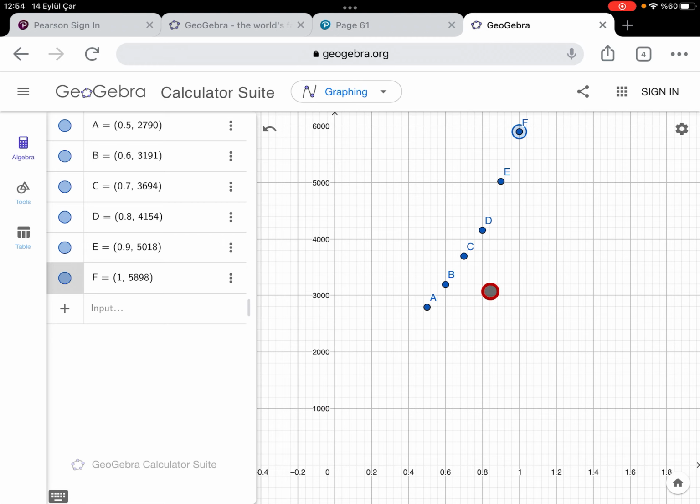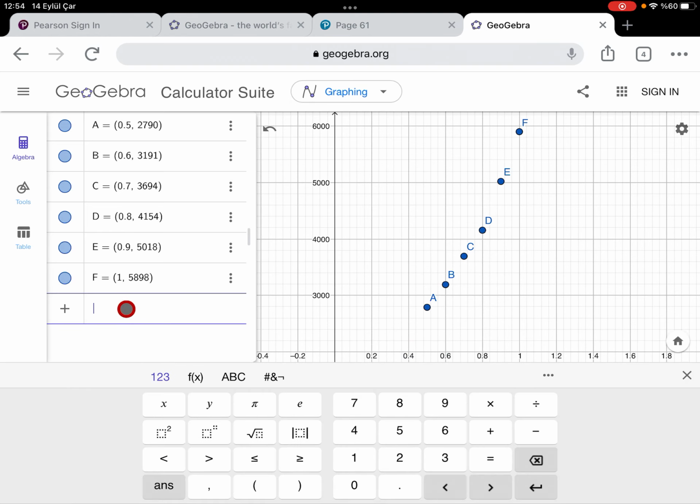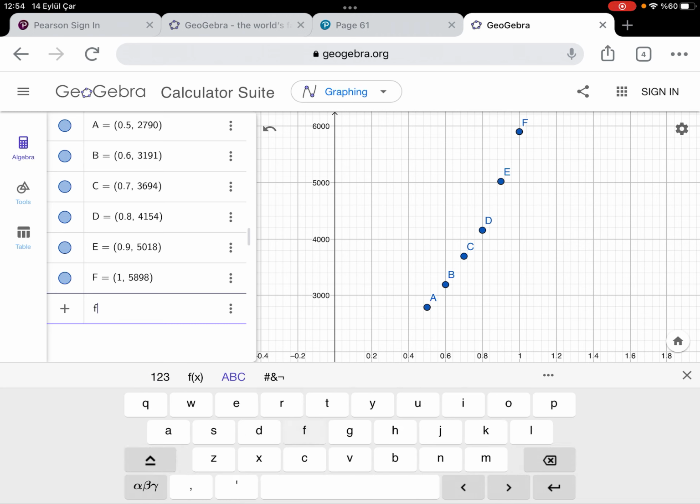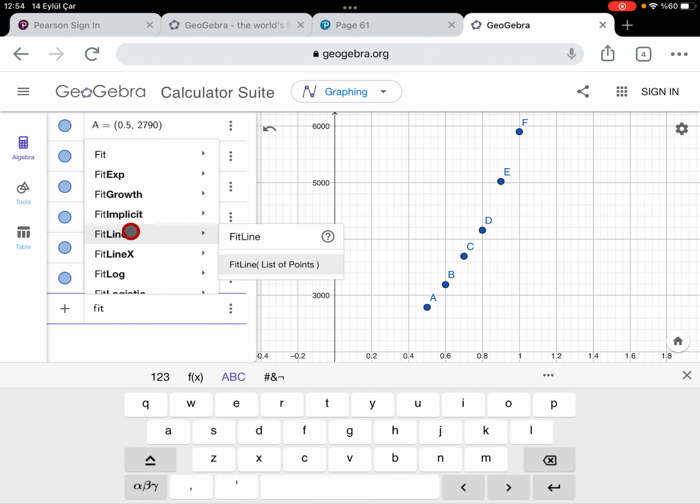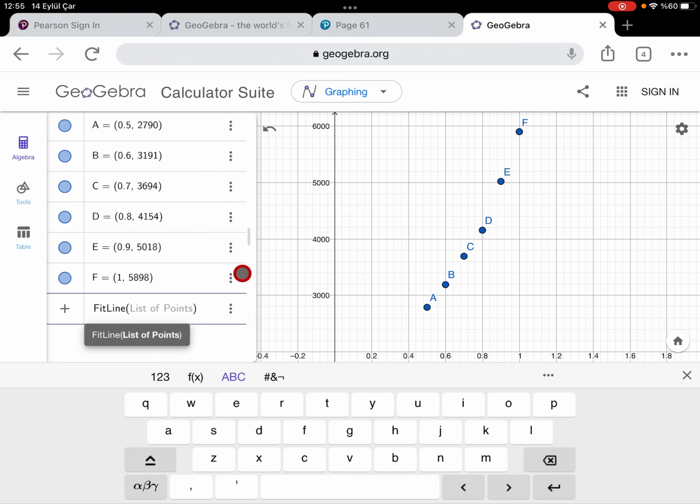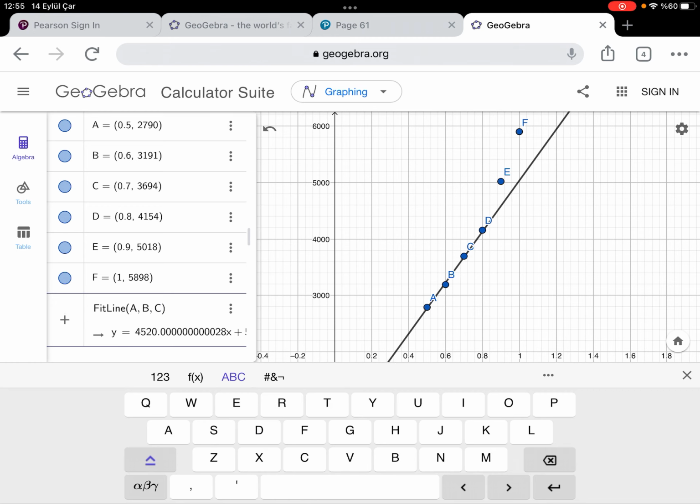So our aim is to find the linear function which is close to these points, or to find the quadratic function which is close to all these points. So how can we find it? By using the fit line command. Fit line, from here you can choose fit line of a list of points. By using this expression, we can find our line. If you want, you can take that from this question mark. So our points are A, comma, B, comma, C, comma, D, comma, E, comma, F.